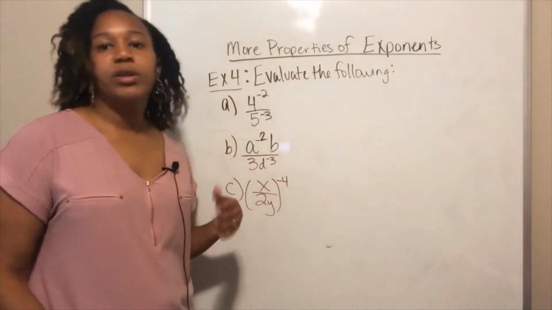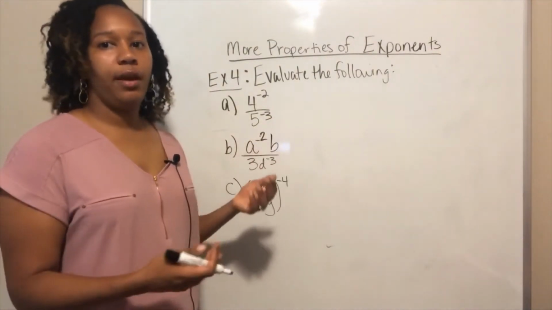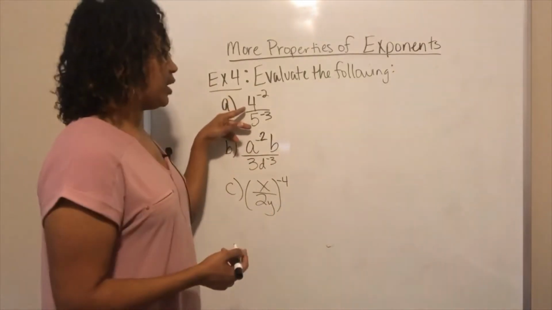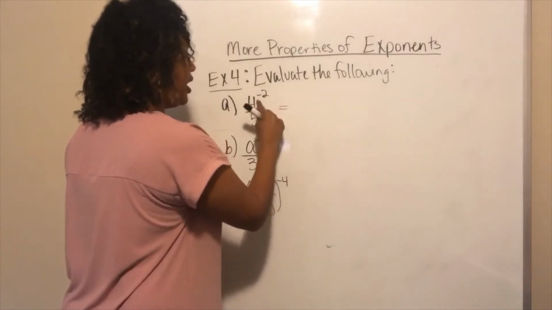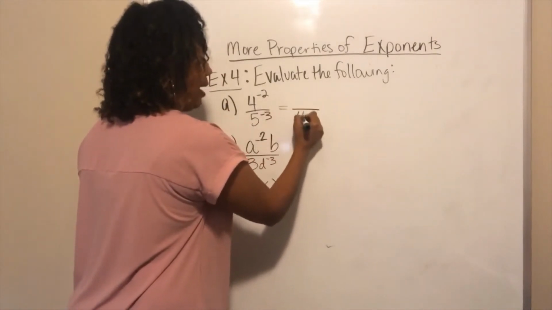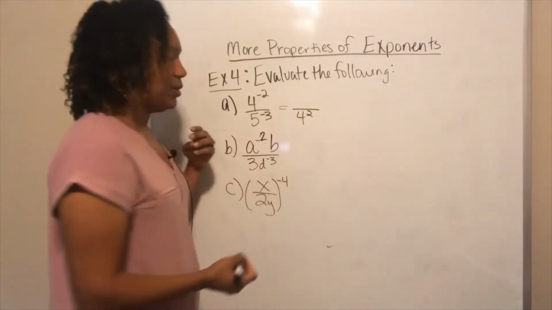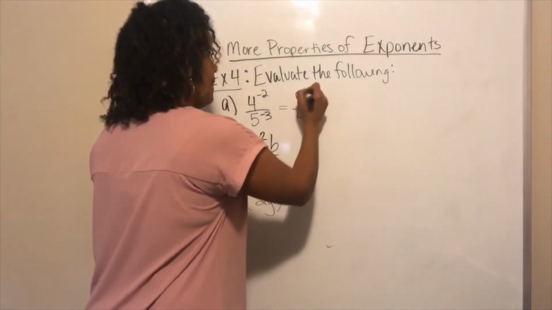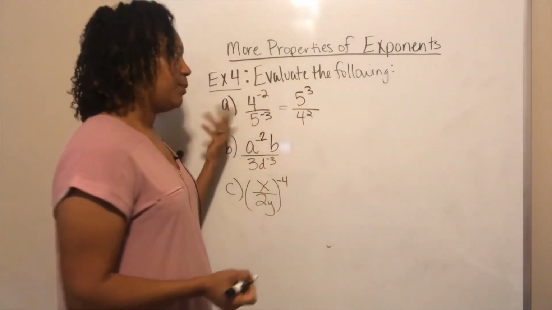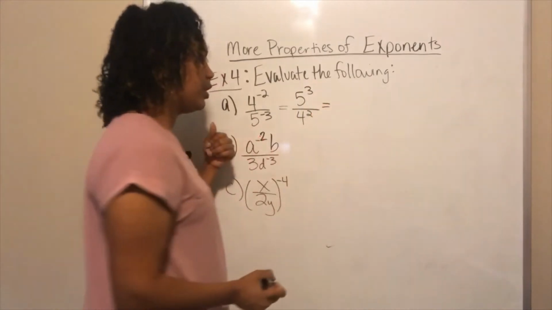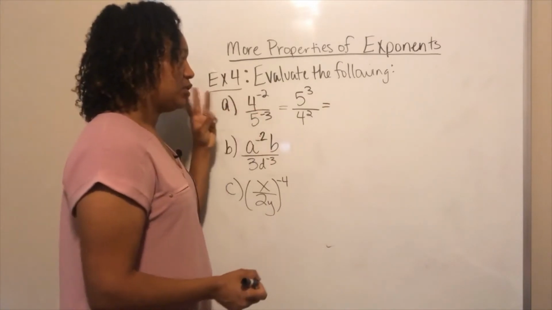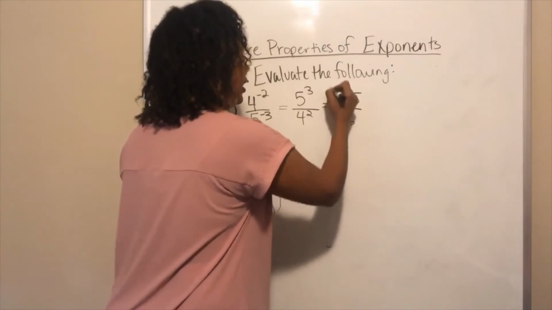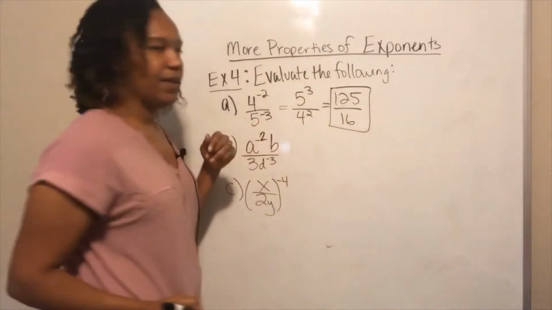For example 4, we're just going to work some more examples just so you can get the hang of using these different properties together. So here we have negative exponents. So again, since this has a negative exponent, I'm going to put it in the bottom since it was in the top, and that exponent will become positive. Since this has a negative exponent, I'm going to put it in the top, and then that exponent will become positive. So that becomes 5 to the 3rd over 4 squared. 5 to the 3rd is 5 times 5, which is 25, times another 5, which is 125. 4 squared is 16. So your final answer here would be 125 over 16.